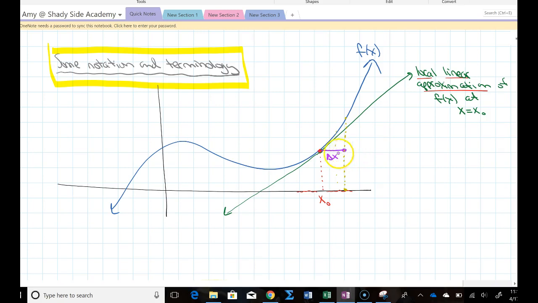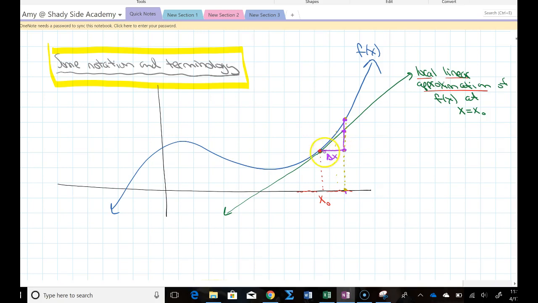And naturally, when we change in x, we also have an accompanying change in y. But notice here the changes in y are different depending on whether you're looking at the change in y on the function or the change in y of the tangent line. Now, the change in x is the same, right? Whether I'm looking at the function or the tangent line, to get from x equals x naught to this point, the change in x is the same.